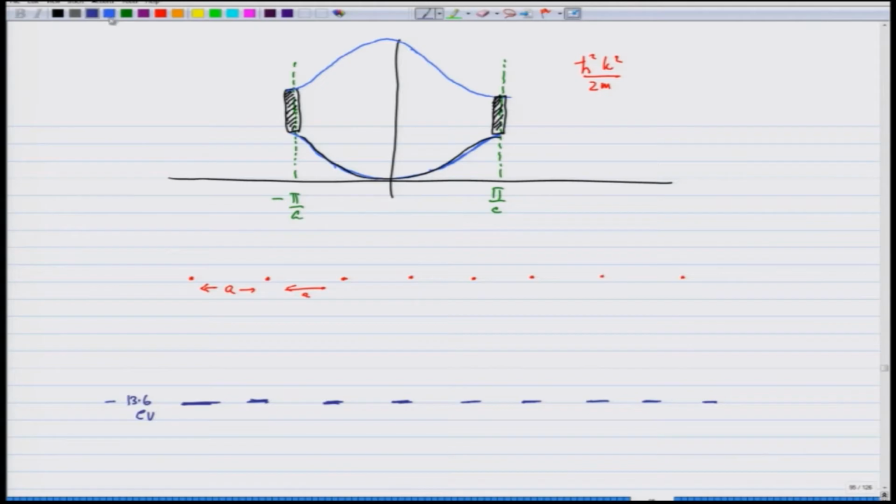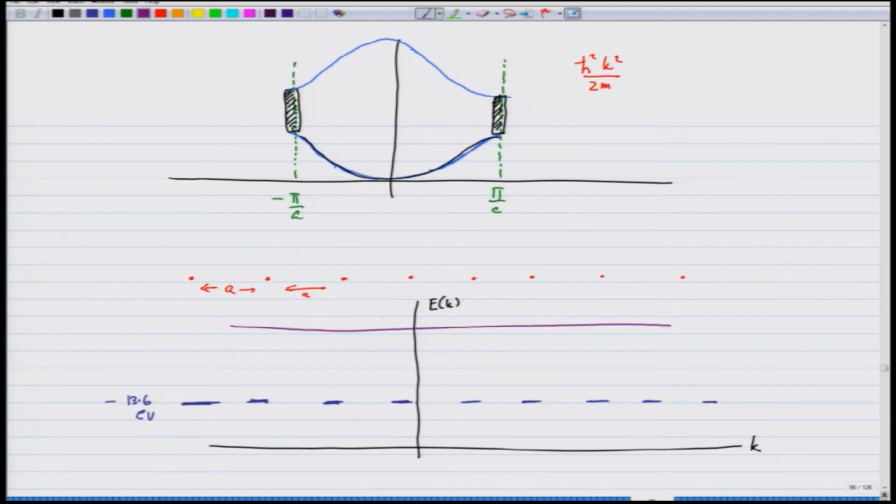What happens now if I were to plot the energy? I will again make this picture, E k versus k, and show that these energies now are going to split and make a band. Because the energy is negative, let me start from E equals E k 0 here, and this is k, E equals 0 here.